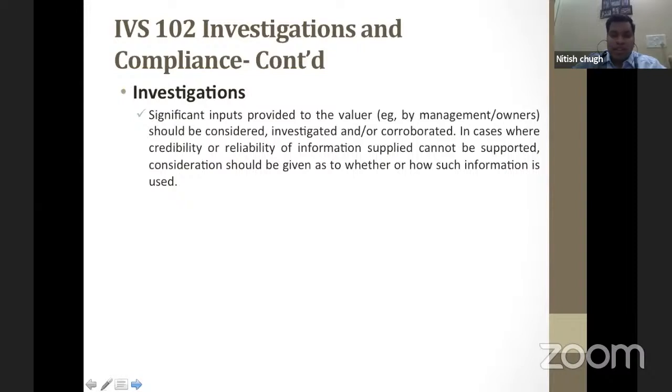If it is not credible or not reliable, then it is very, very difficult to see how the same will be used in the valuation report. You need to assess what is the impact of such inputs for the purpose of valuation and how it is impacting the same.